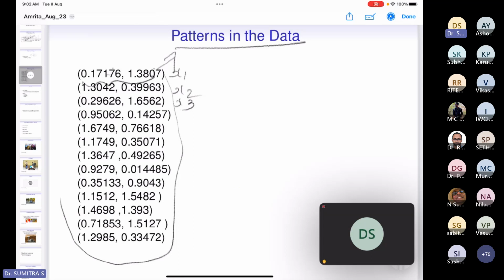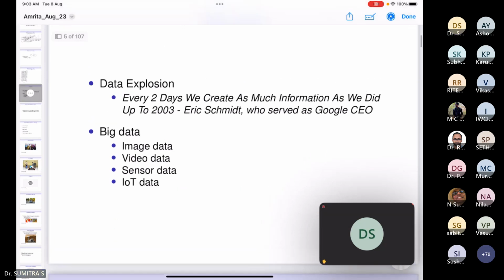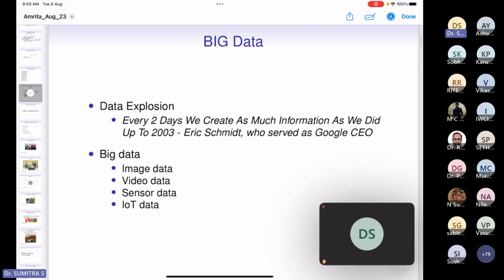So you can imagine, as I said in the first example, if you have a very huge database which has lots and lots of data, and if we want to divide that into two very different groups, it is impossible for humans. We cannot do that. That is why we need automated tools. So now we have huge data explosions.